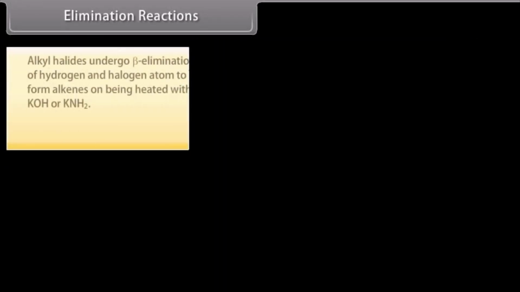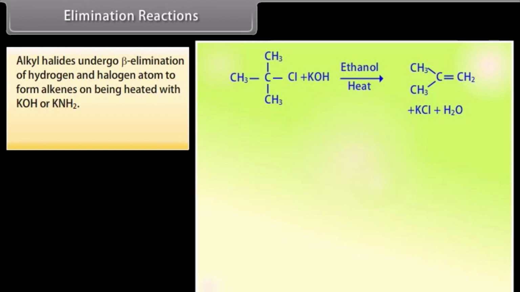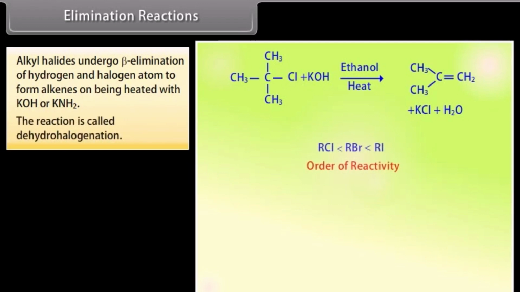Elimination reactions. Alkyl halides undergo beta-elimination of hydrogen and halogen atom to form alkenes on being heated with KOH or KNH2. The reaction is called dehydrohalogenation.